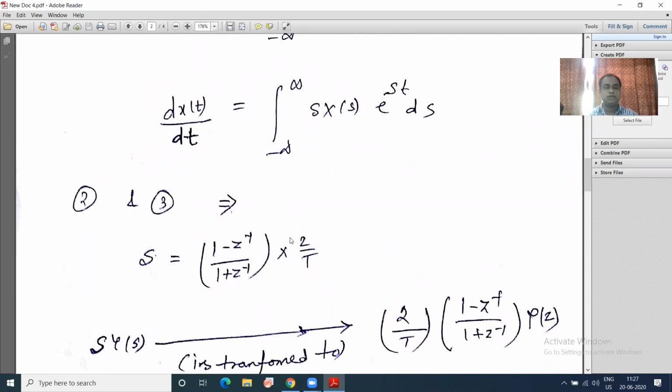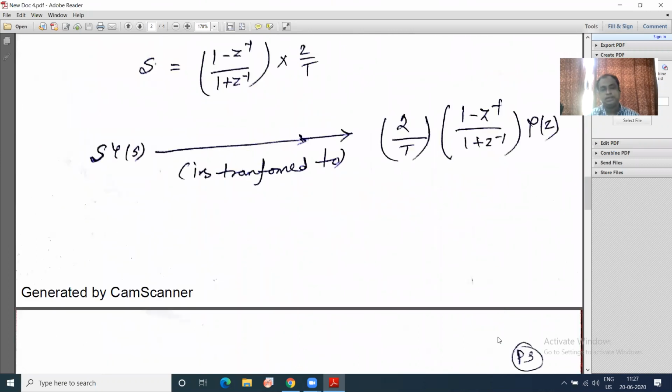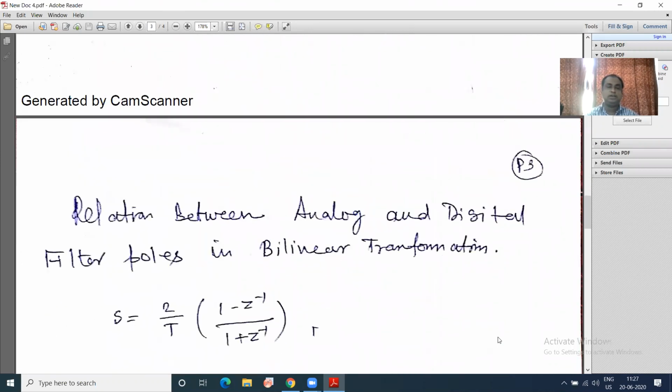Agreed? So s times ys will be converted into this, into yz. So s times ys is converted into this. Therefore, the relation between analog and digital filter poles in bilinear transformation could be found from this equation: s equals 2 by T, (1 minus z inverse) by (1 plus z inverse). This is known as bilinear transformation.